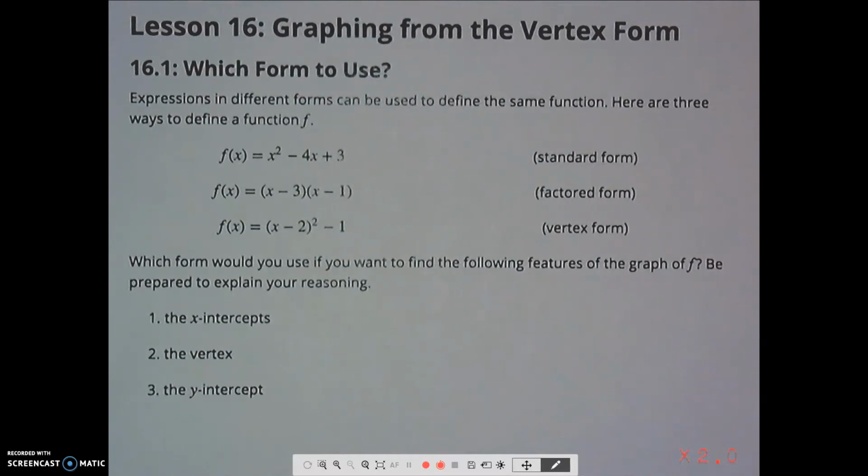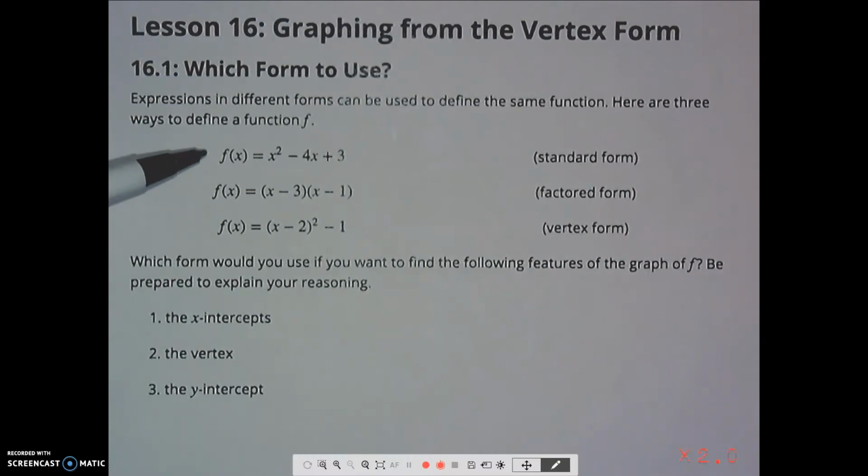Today we're going to be talking about graphing from the vertex form. So the first thing we want to talk about is which form to use. Expressions in different forms can be used to define the same function. We talked about that yesterday where we had three different forms. Here are three ways to define a function.